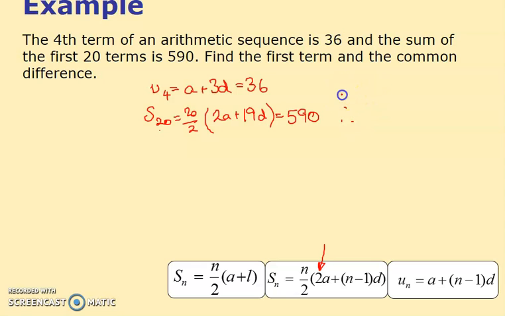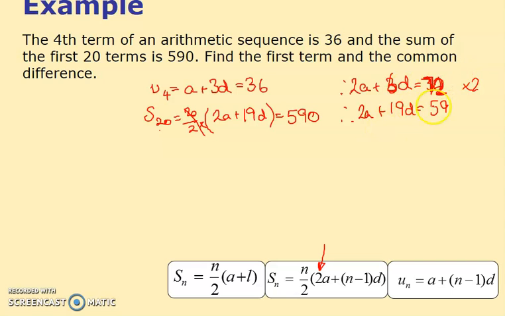Therefore, I've got two equations effectively. I've got a plus 3d equals 36. I don't need to change that at all, not yet anyway. And what's this? I've got that's equal to 10, so I'm going to move that to the other side and divide by that 10. And I reckon I'll get 2a plus 19d equals 59. I'll just move the 10 over. Times the top equation by 2, I'll get 2a plus 6d equals 72.